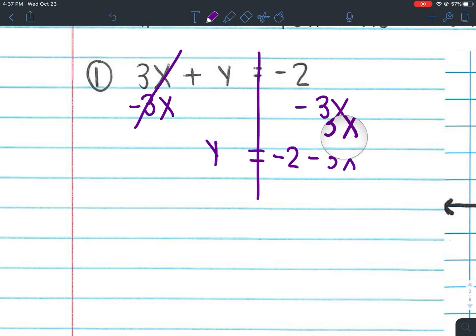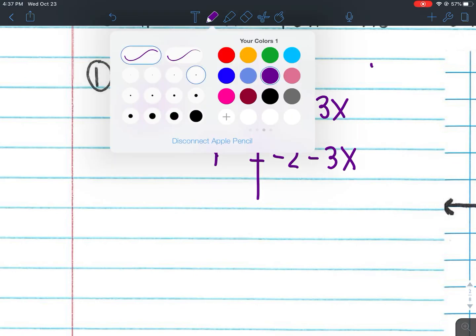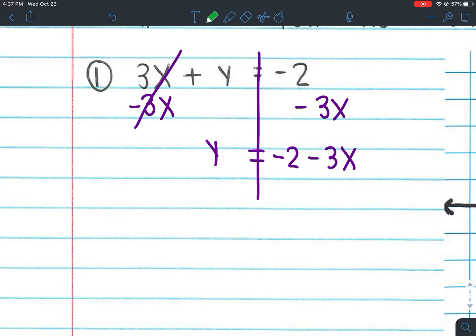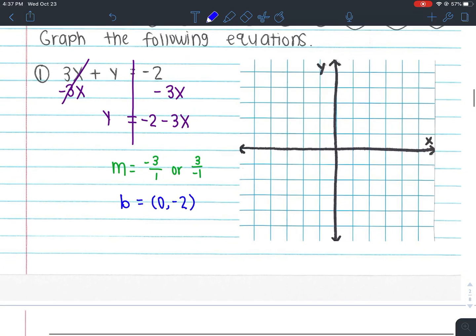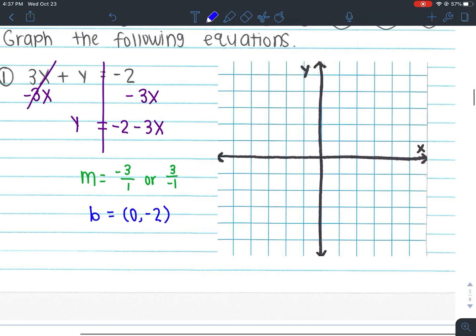So we have y equals negative 2 minus 3x. And now I have y equals mx plus b. Our slope here is going to be negative 3 over 1 or 3 over negative 1, and our y-intercept here is 0, negative 2.